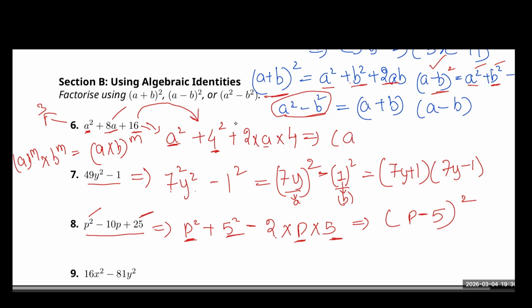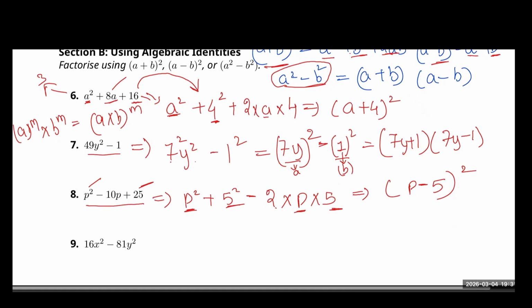This is in the form of a plus b whole square, correct? So a, the value of b is 4. Now they're in the form of a plus b whole square. This is your answer. Now again, if you'll see, we are having two terms. It means which formula? The a minus b whole square formula, definitely.